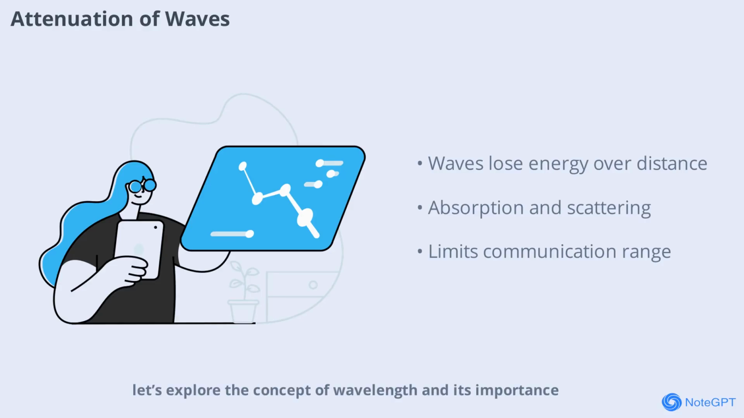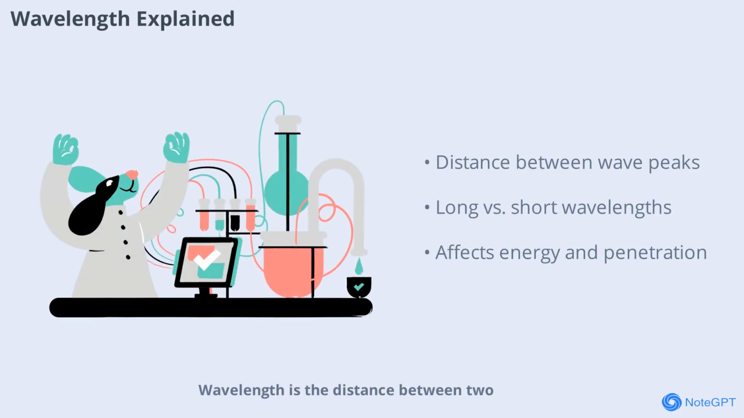Next, let's explore the concept of wavelength and its importance. Wavelength is the distance between two consecutive peaks of an electromagnetic wave. It determines the wave's energy and how it interacts with matter. Longer wavelengths like radio waves can travel farther and penetrate obstacles more easily. Shorter wavelengths like ultraviolet or X-rays carry more energy but are absorbed more quickly. Wavelength is a crucial parameter in designing antennas, sensors, and optical devices.